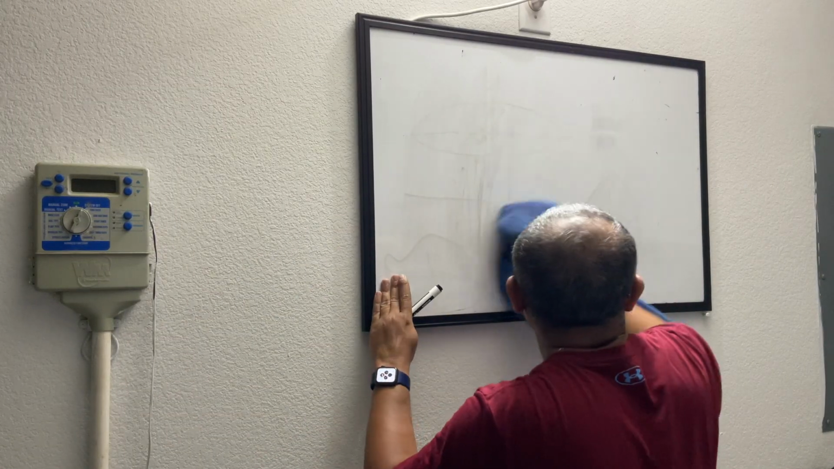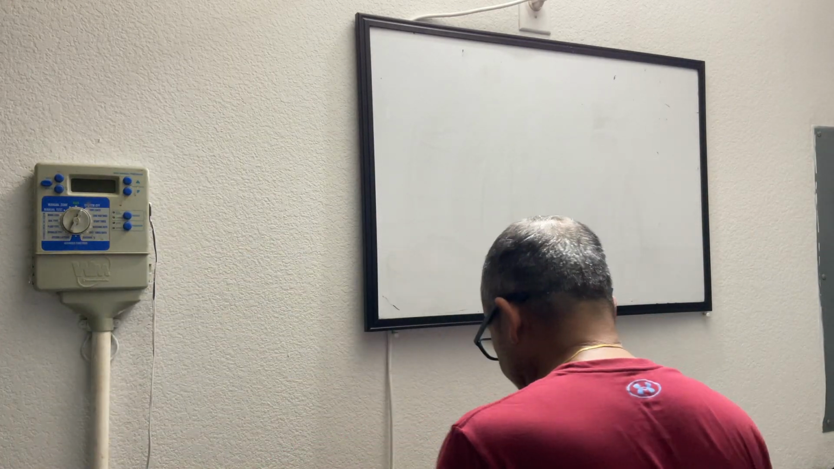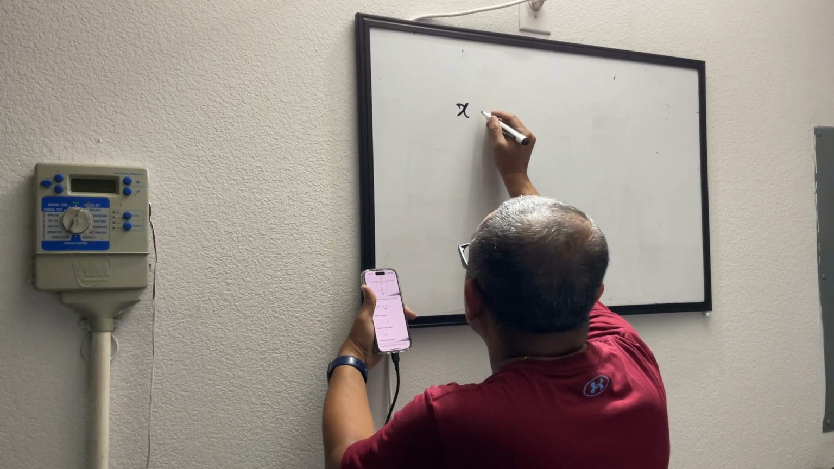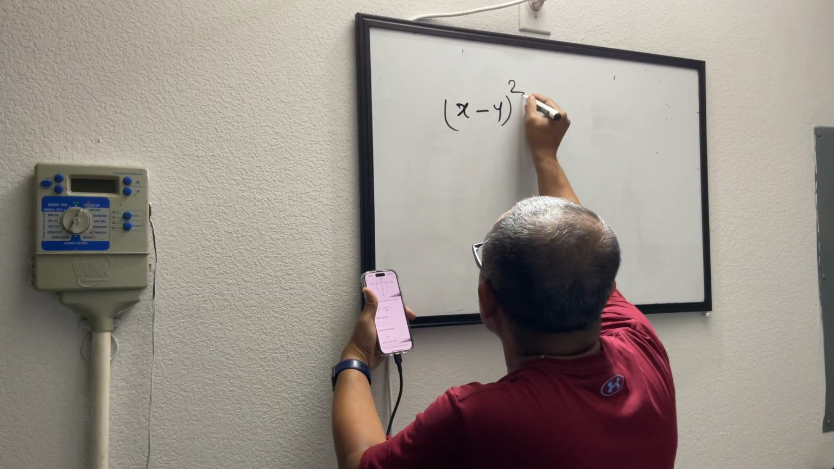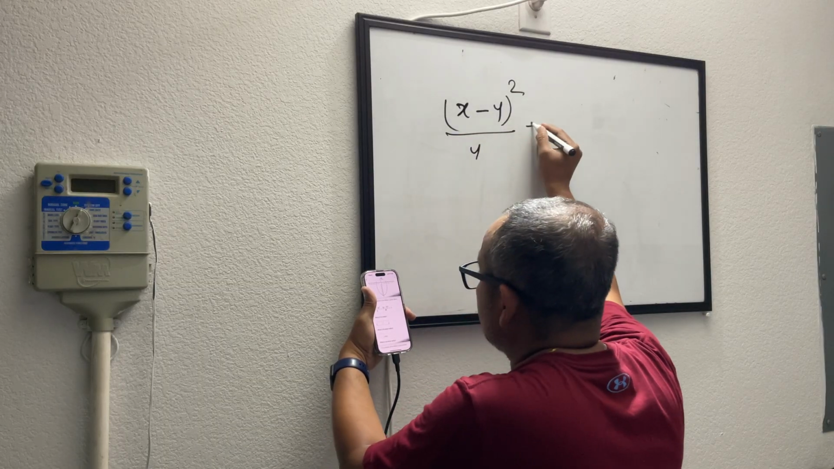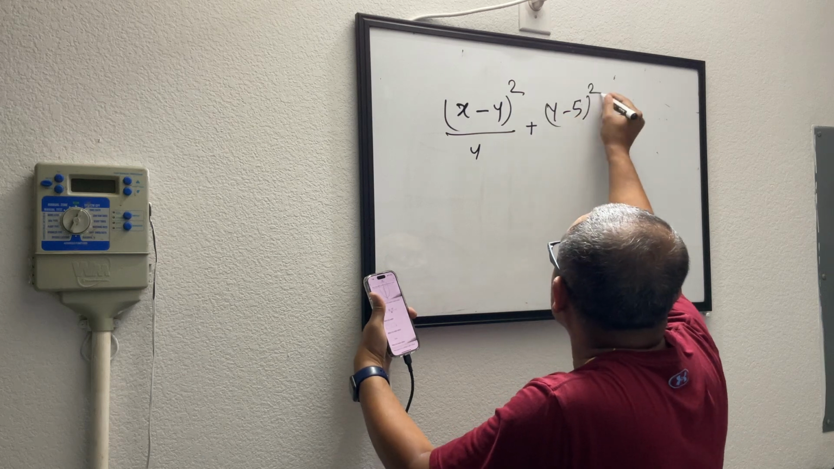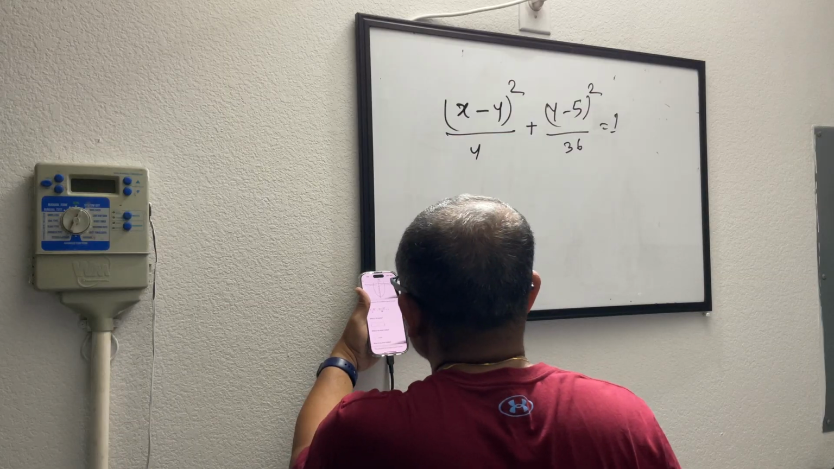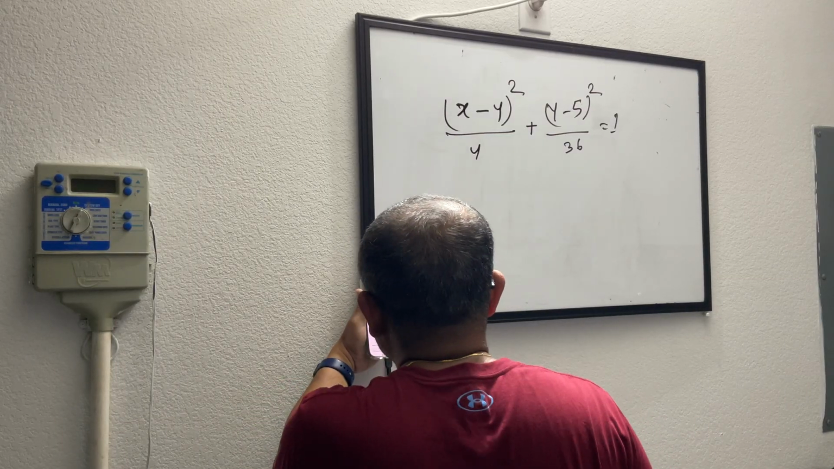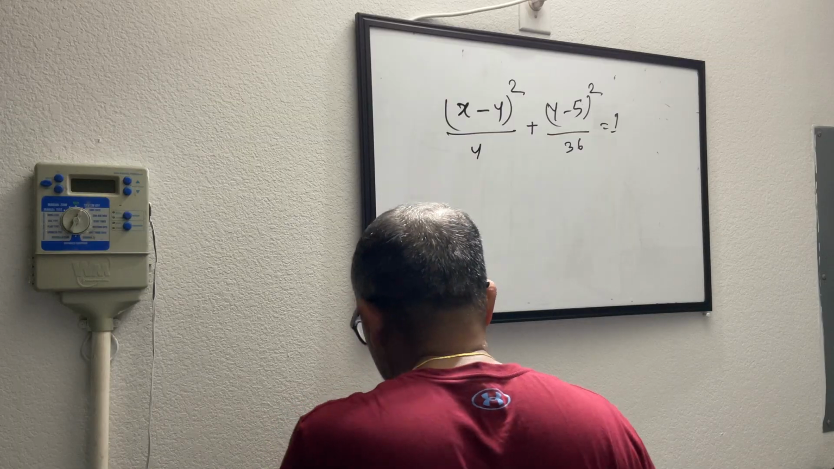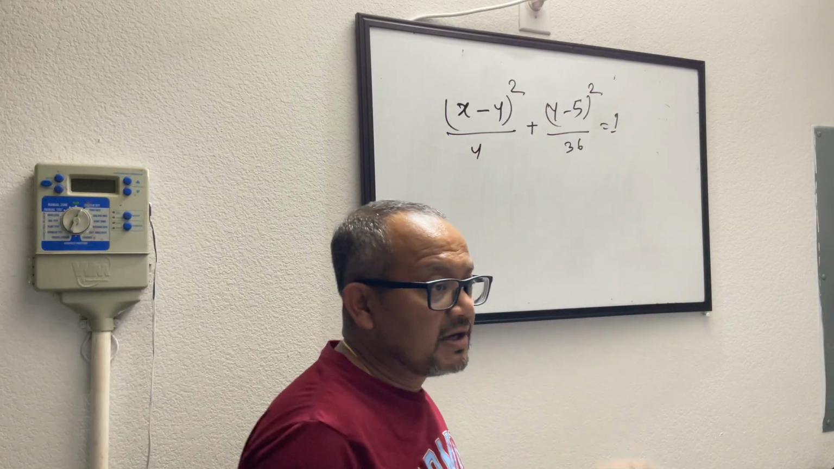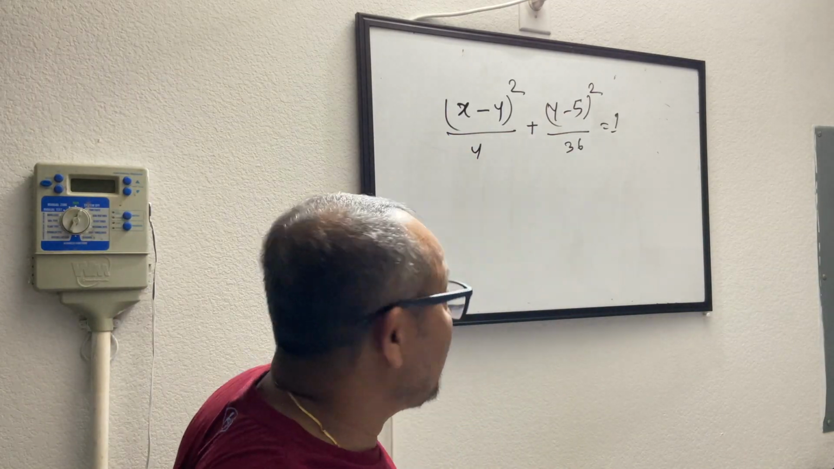So this one is, you are given the equation of an ellipse as below: (x minus 4) squared by 4 plus (y minus 5) squared by 36 equals 1. What is its center, meaning the x and y coordinates of the center, and what is the major radius, and what is the minor radius? Who can tell me that? You have an equation of the ellipse given. You have to find out the coordinates of the center and the minor and major radius.